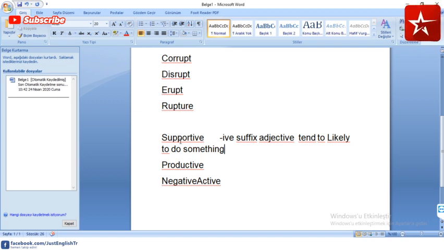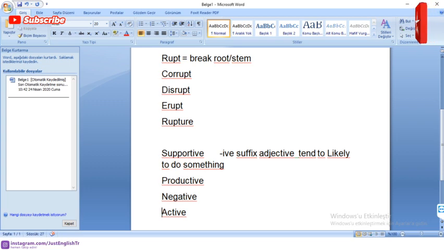If someone is productive, we have this to produce, product, to produce. If someone is productive, then they are likely to produce. If someone is negative, then they are likely to be slightly on the negative side. And with active, action, if someone is active, then they are likely to do things as opposed to not do things and just sit around all day, pretty much what we're doing at the moment with this corona pandemic. Let's go back to the slide.